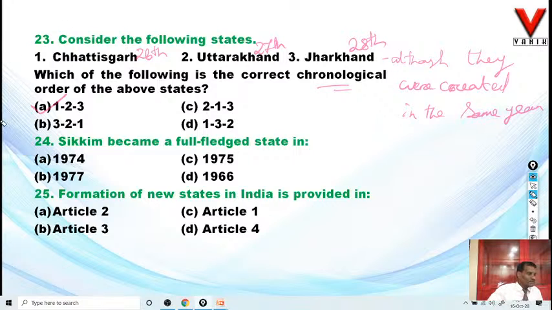Sikkim became a full-fledged state in 1975. And formation of new states in India is provided in Article 3. Got it? So this is the thing, and we shall now discuss citizenship.